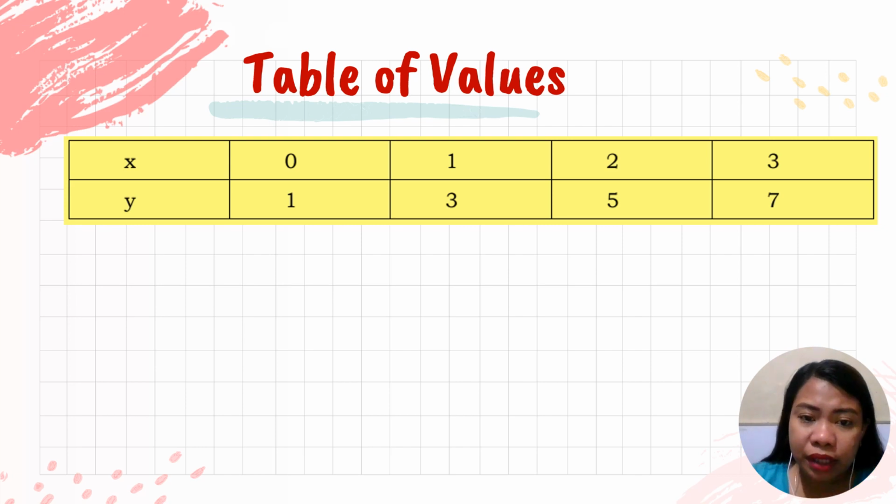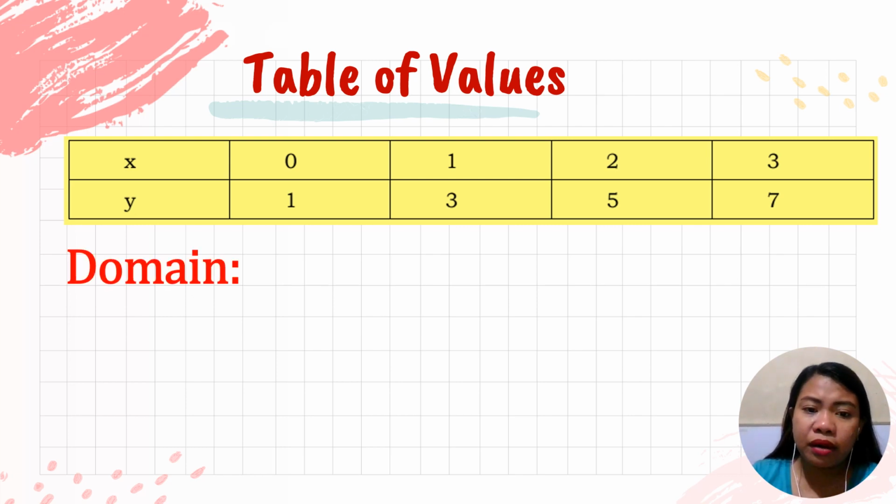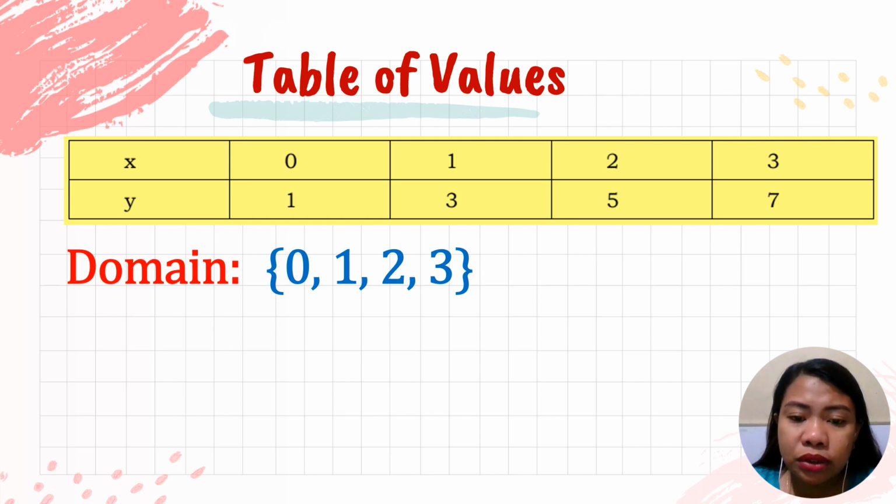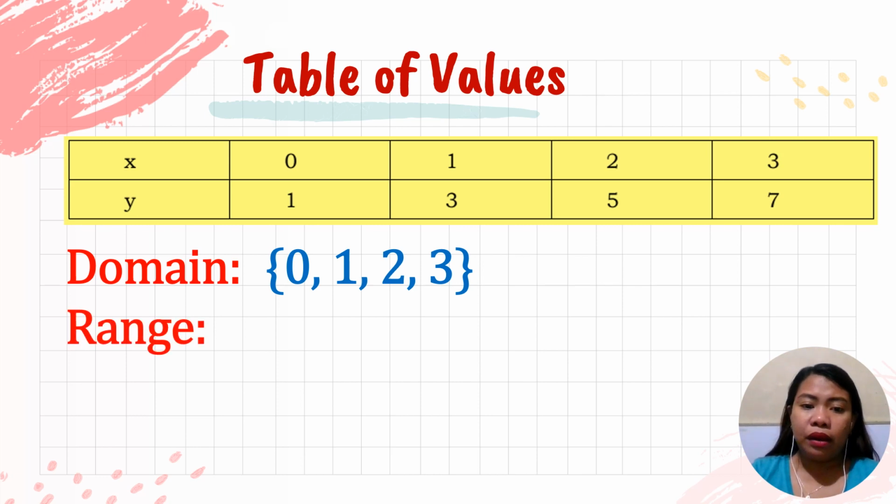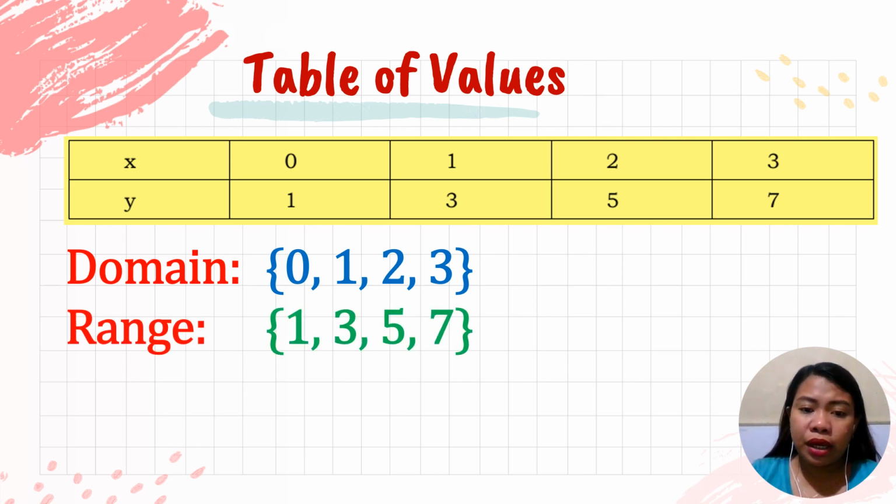Okay, we have here the table of values for the x and the y's. For the x, we have 0, 1, 2, 3. And for the y's, we have 1, 3, 5, and 7. So the domain here is a set of elements 0, 1, 2, 3. The range are 1, 3, 5, 7.